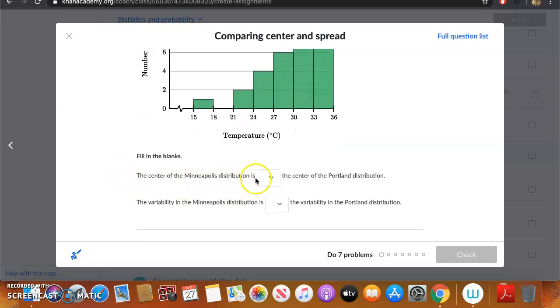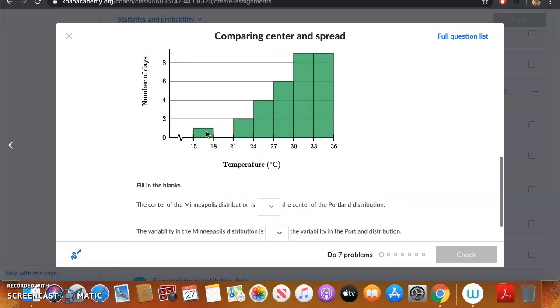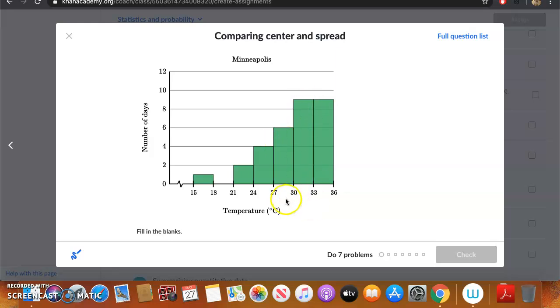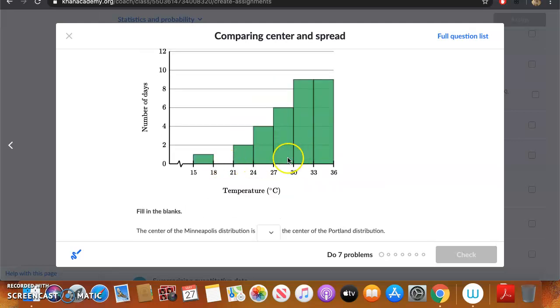The center of the Minneapolis distribution is what compared to the center of the Portland distribution? So if you had to decide on Minneapolis, this is definitely left skewed because the data is bunched to the right, correct? You could see that the majority of the data is to the right of the center here. So if I had to decide on the center of this data, it would definitely be to the right. So maybe I would say maybe even 30, or maybe between 30 and 33. But definitely to the right of 30 would be my center of data.